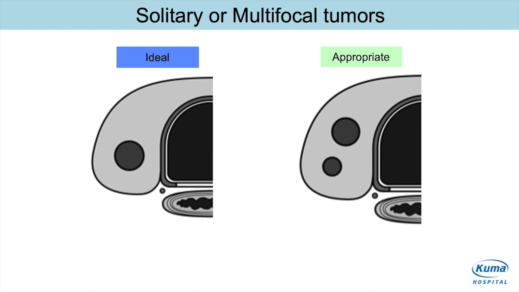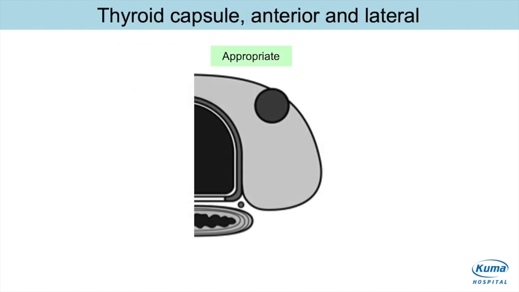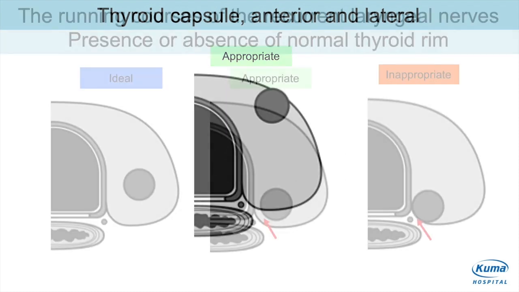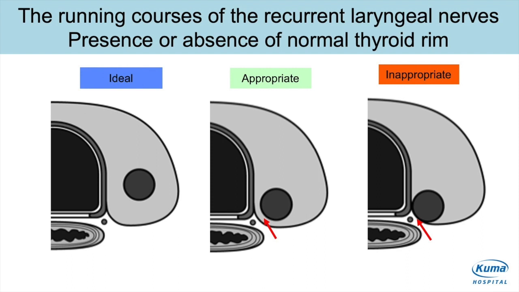Patients with a solitary tumor surrounded by normal thyroid tissue are ideal for active surveillance. Patients with multiple tumors or bilateral tumors within the thyroid are appropriate for active surveillance. Tumors attaching or possibly invading the anterior or lateral thyroid capsule carry minimal risk of disease progression and are classified as appropriate. Ultrasound cannot reveal recurrent laryngeal nerves.